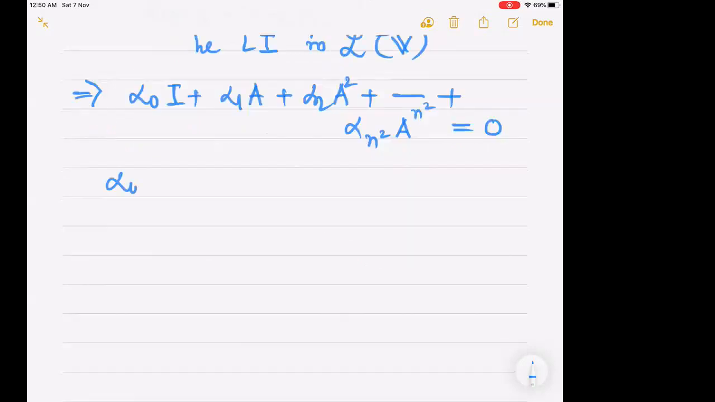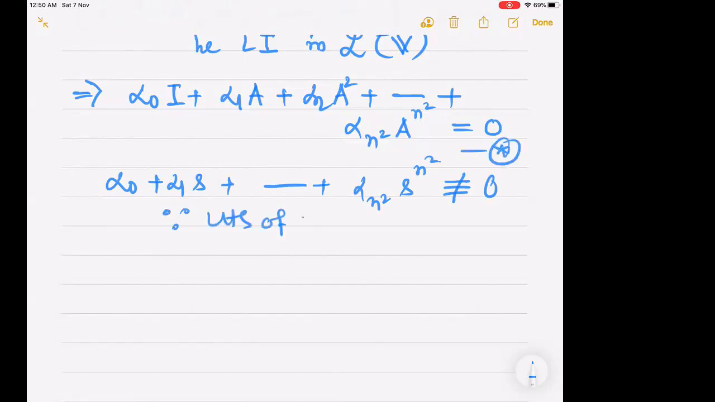Alpha 0 plus alpha 1 s plus dot dot dot up to alpha n squared s to the n squared is a non-zero polynomial because this is a non-trivial linear combination. The left hand side of star is a non-trivial linear combination, which means at least one of the coefficients alpha 0 up to alpha n squared is non-zero. Therefore, there exists a polynomial. Let us call it, say, f of s.